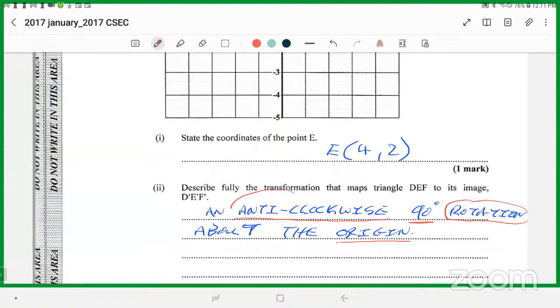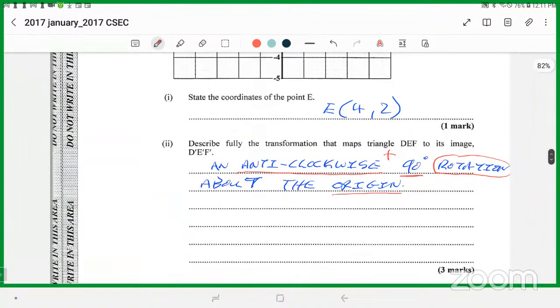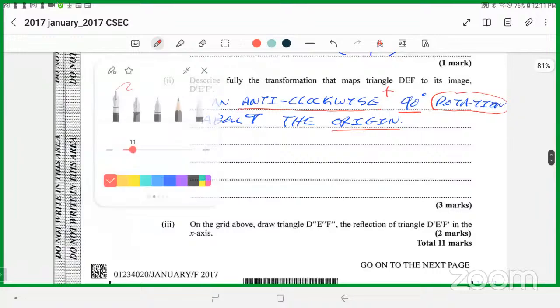Remember, the anti-clockwise rotation is also positive rotation. So you could have also said positive 90 degrees about the origin. Anti-clockwise rotation is positive rotation. You have to remember this. Clockwise rotation is negative rotation. So we could have said positive rotation instead of anti-clockwise.